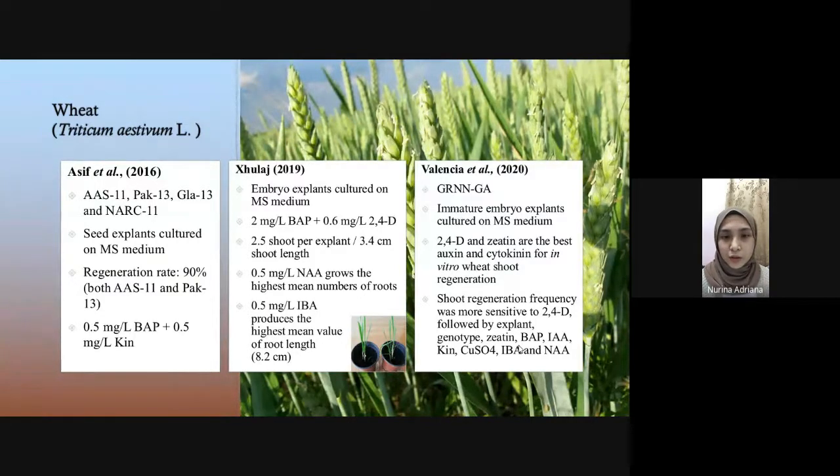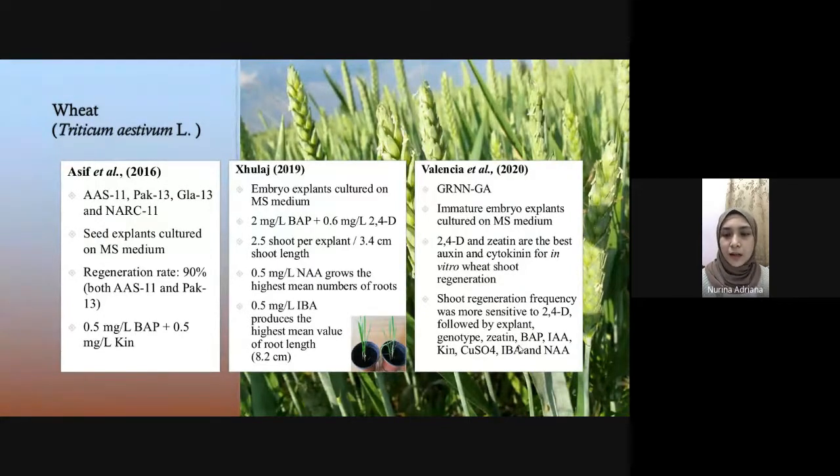Next, Zulaj 2019 used embryo explant of Triticum aestivum L cultured on MS medium supplemented with BAP and 2,4-D. They achieved 2.5 shoots per explant with 3.4 cm shoot length. After being successfully transferred into rooting medium, they found that NAA grows the highest mean numbers of roots, while IBA produced the highest mean value of root length at 8.2 cm.